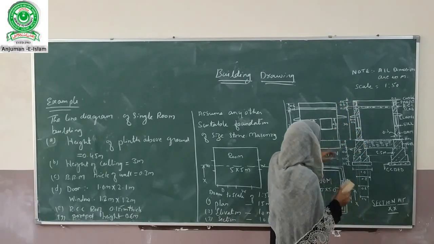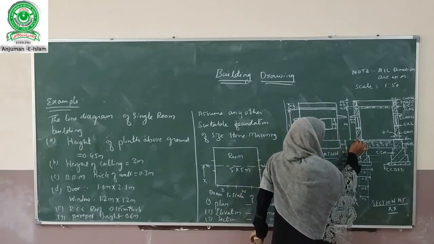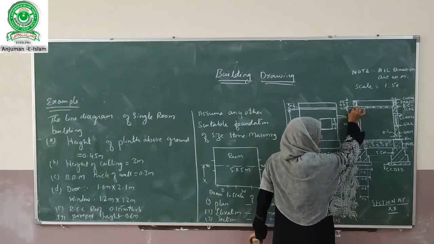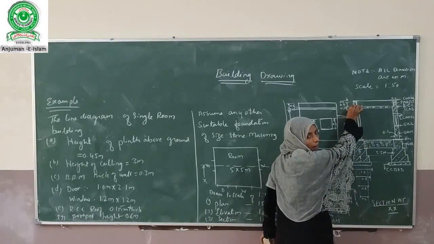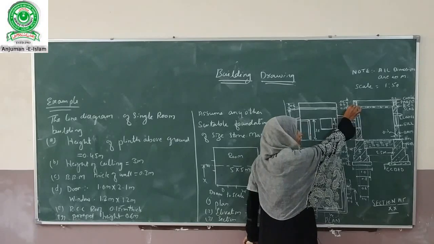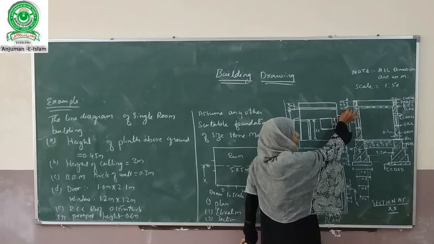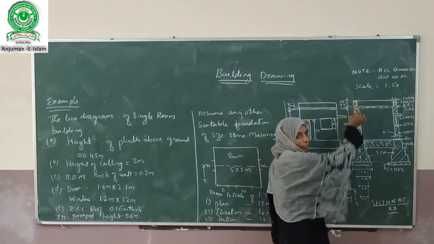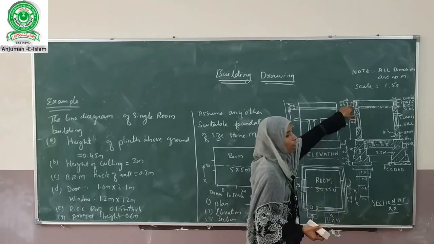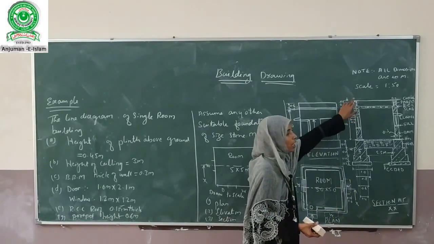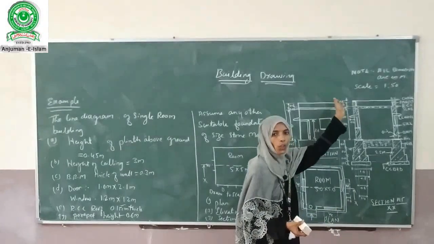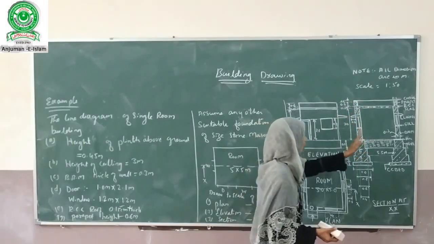With reference to this, you have to take the ceiling height up to this. Above this, you have to provide the RCC slab, which is of thickness 0.1 meter, 0.15 meter. Above that, you have to provide the parapet wall of height 0.6 meter. Above the parapet wall, you are going to provide the coping.